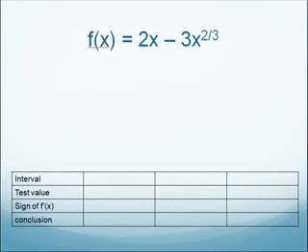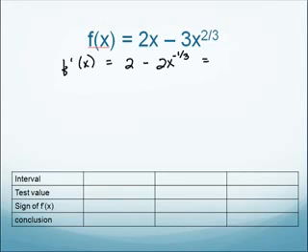Okay, and here's our last one that we're going to do together. So we do our derivative again. So we get 2 minus 2x to the -1/3. Okay, let's make that into a fraction then. So we've got 2 minus 2 over x to the 1/3.